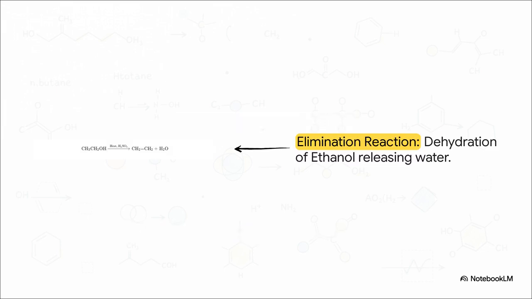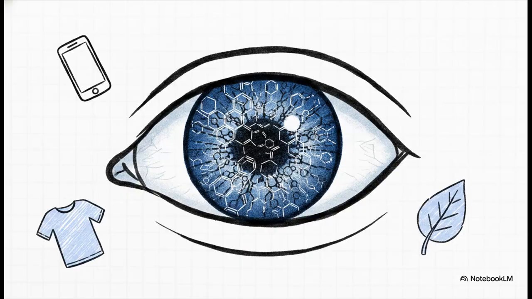Lastly, we have the elimination reaction, which works entirely in reverse of the addition reaction we saw just a minute ago. Here, atoms or functional groups are systematically removed from adjacent carbons in a saturated molecule. As they leave, the carbons literally have to double bond to each other just to satisfy their tetravalency. We see this perfectly as ethanol is heated with an acid catalyst, effectively eliminating a water molecule and leaving behind unsaturated ethene gas.